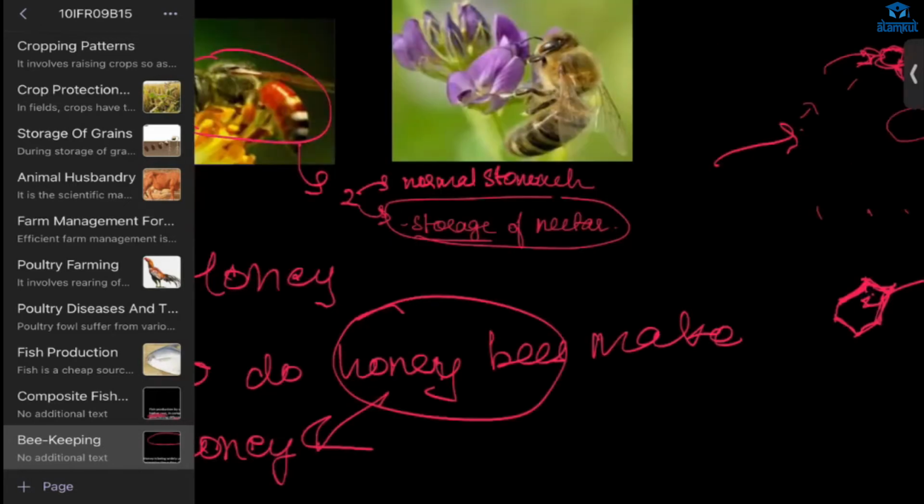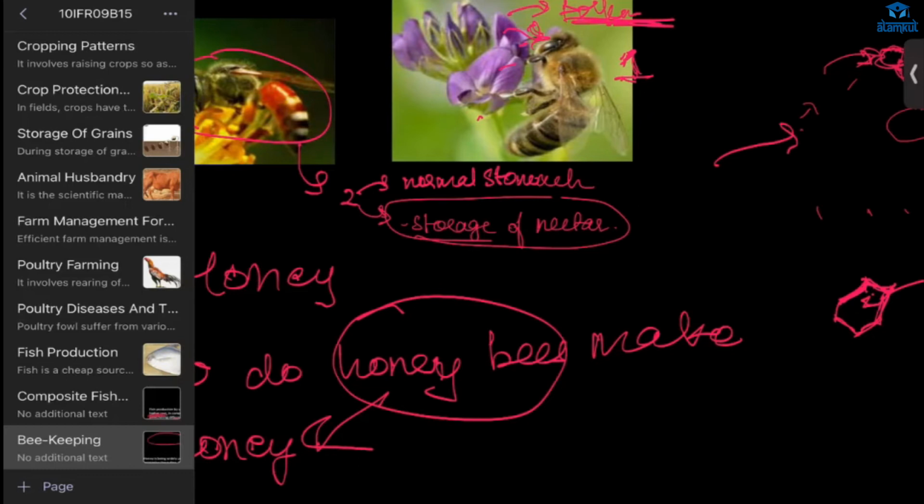Suppose this is the first honeybee, right? This is sipping nectar from many flowers, one next to the other. It will take nectar and it will take pollen also. The flowers will be having pollen. Okay, and what is the pollen for?